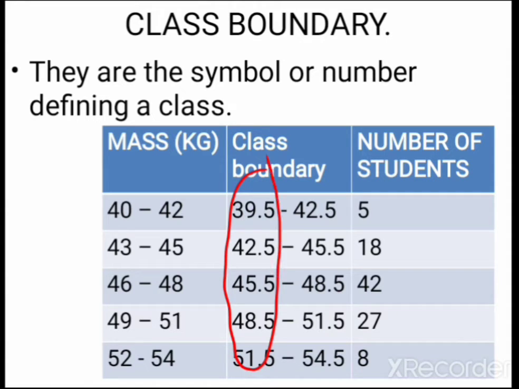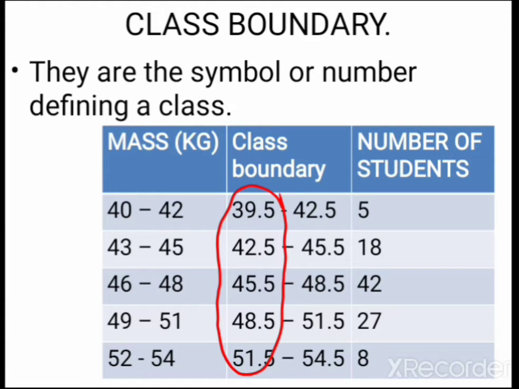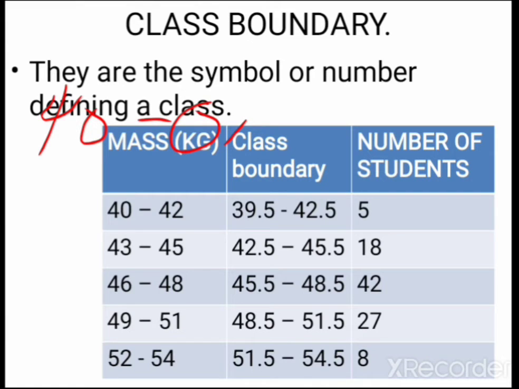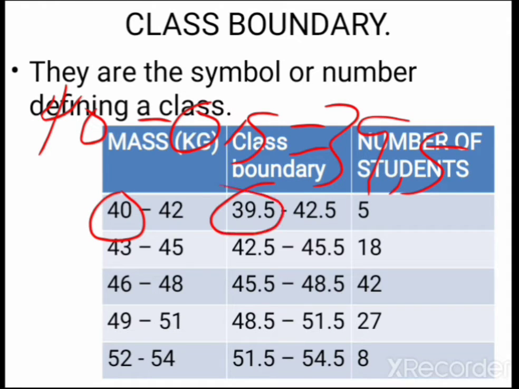To obtain your lower class boundary, you simply subtract 0.5 from the lower class interval. Let me repeat that again. To obtain your lower class boundary, simply subtract 0.5 from each of the lower class interval. Let's do that. 40 minus 0.5 is equal to 39.5. So that's what we got here.